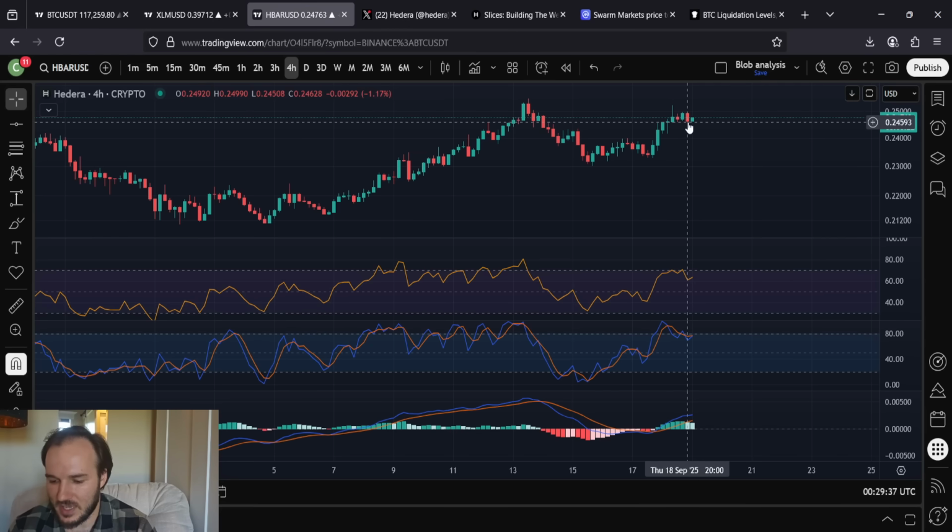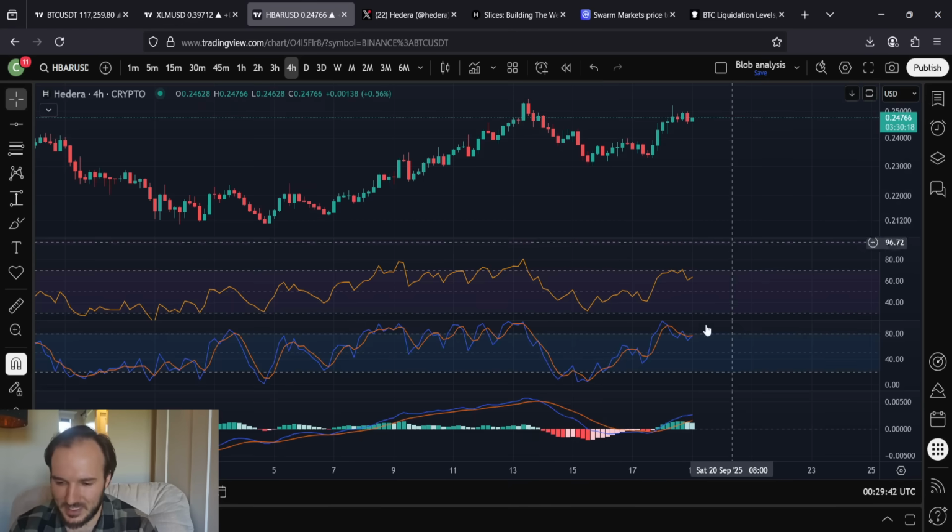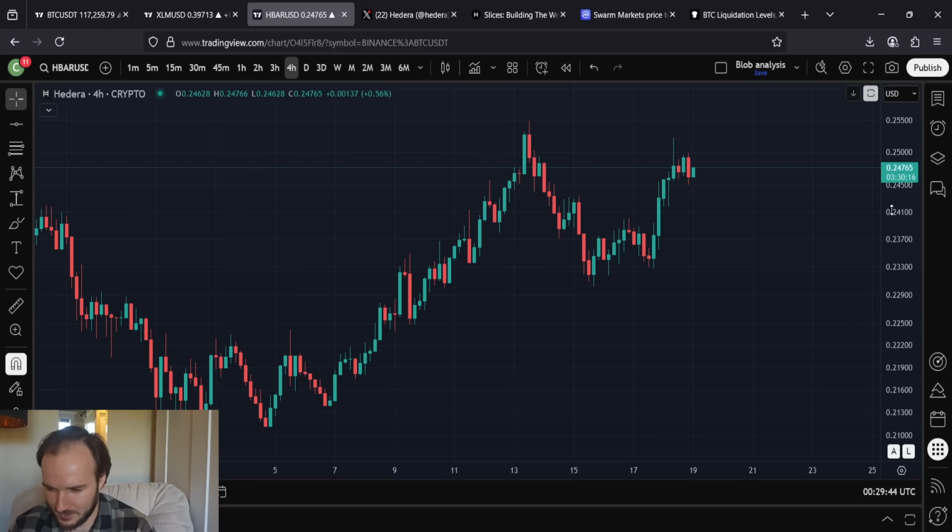RSI is also in a bullish posturing as well. I don't like how you close that last 4 hour candle. That's not necessarily ideal. The MACD does look nice here where you're scooping the zero, but again, I don't really care too much because it's the 4 hour time frame.